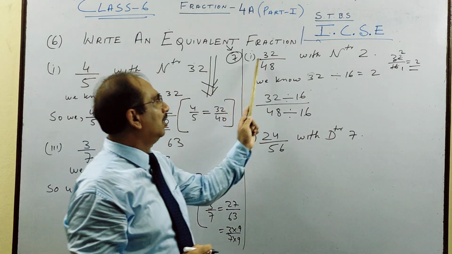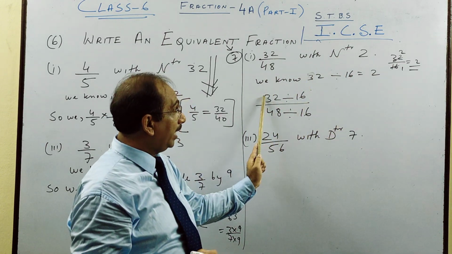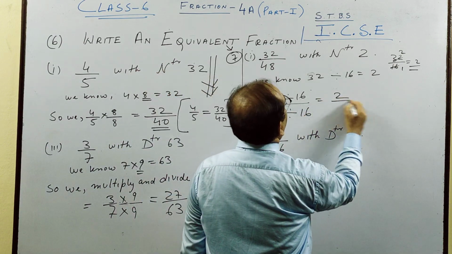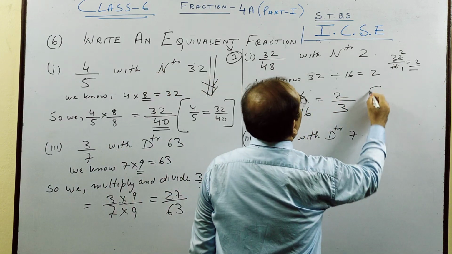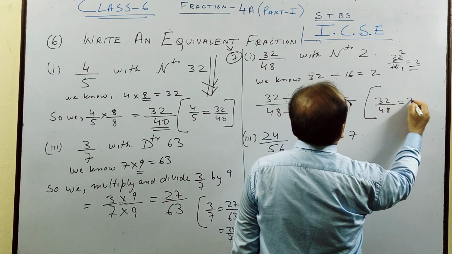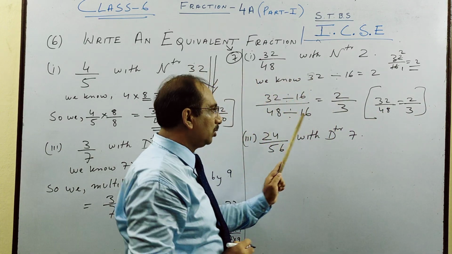So once more, 32, how will you get 2? When you divide by 16. So when you divide the numerator, divide the denominator also. So we get 2 by 3. So once again I am telling you, 32 by 48 is equivalent to 2 by 3, which you can see. So divide both by 16.